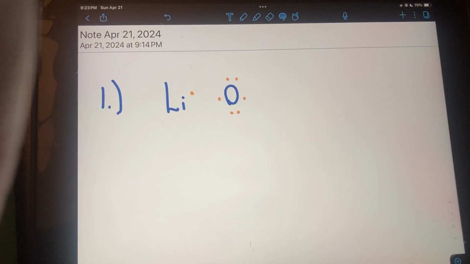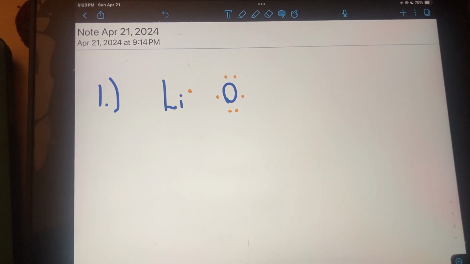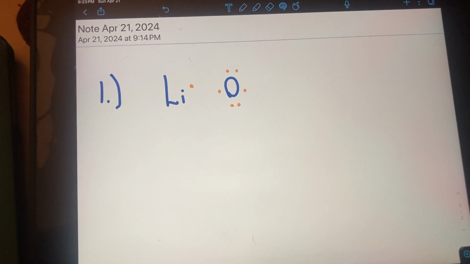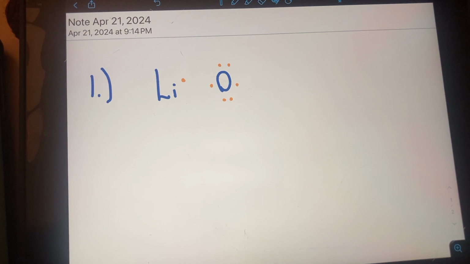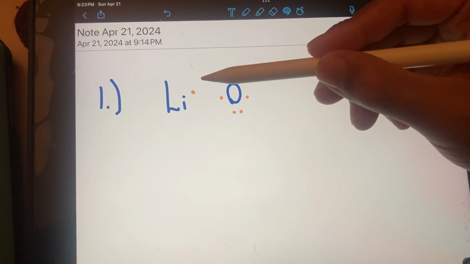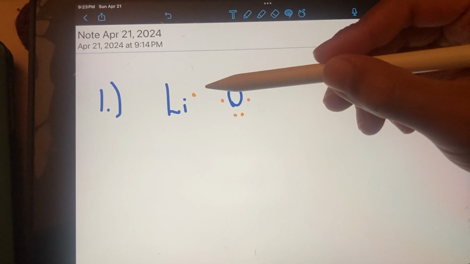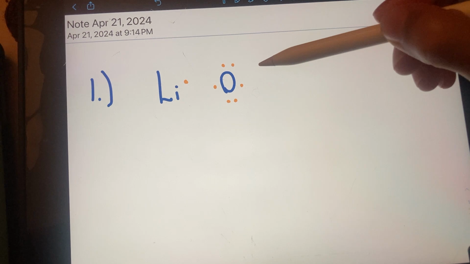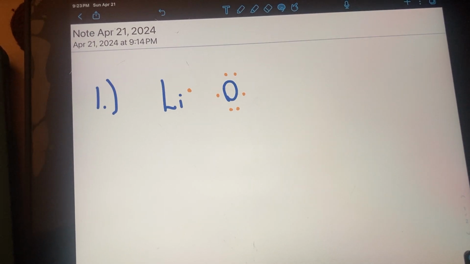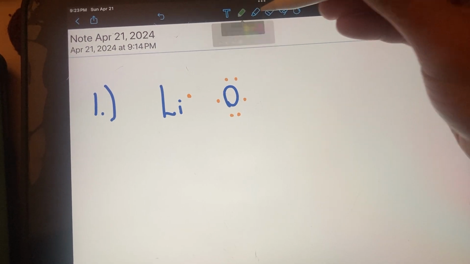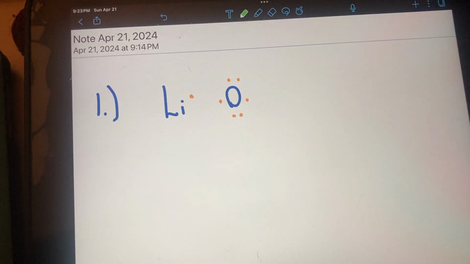We're going to go through some more examples of ionic compounds. Before, we did sodium and chlorine. In this case, we have a lithium and an oxygen. And for lithium, if you look through the periodic table, we notice that it has 1 valence electron, and for oxygen, it has 6.